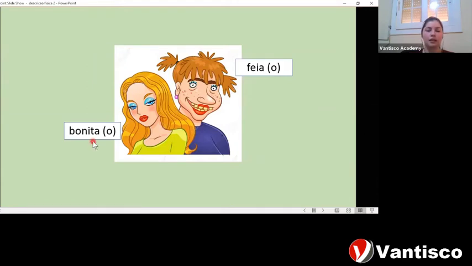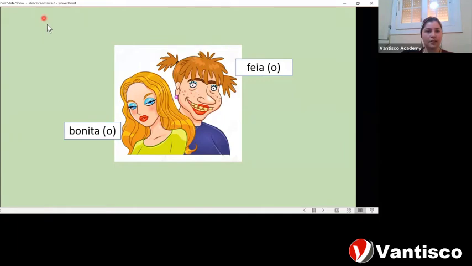Okay. We also have bonita, bonito. Means beautiful. Feia, feio. Means ugly. Okay? Bonita, beautiful, or bonito for men, beautiful. Feia for woman, ugly. Feio for men, ugly, okay? Feia, ugly. Feio, ugly. For men and for woman.